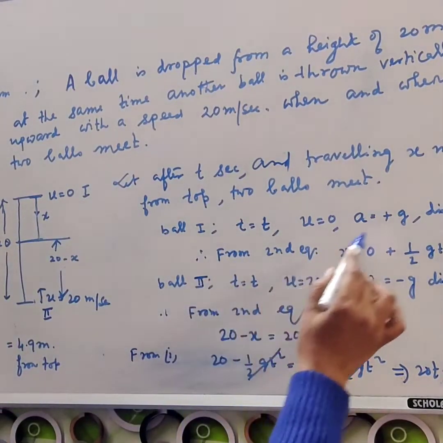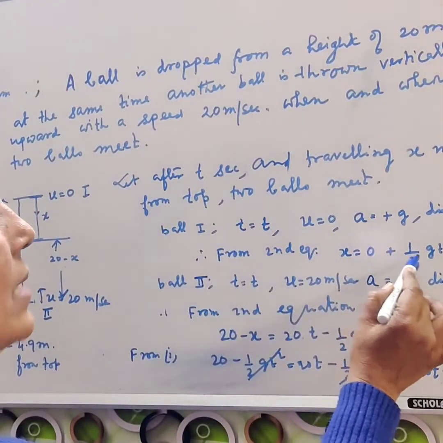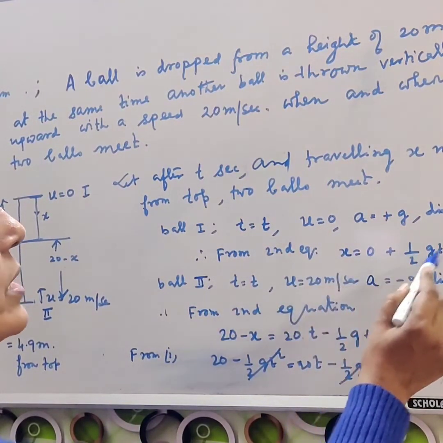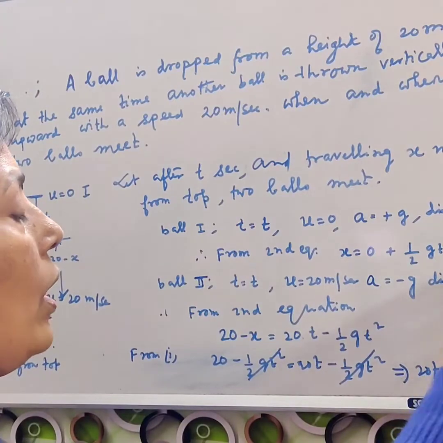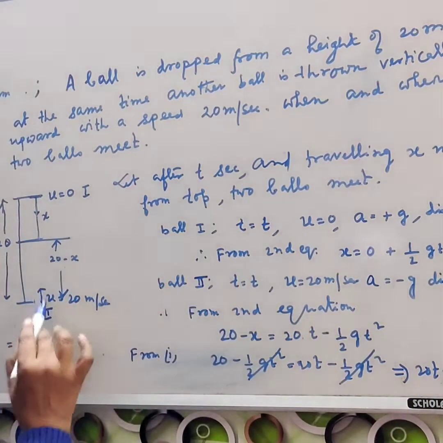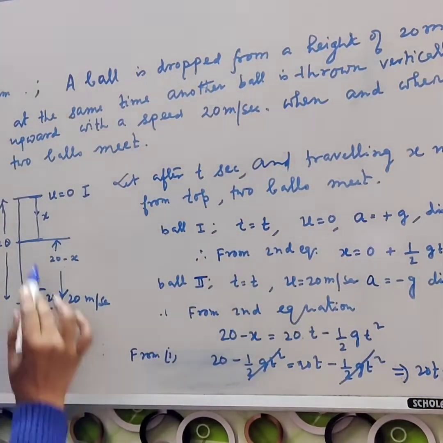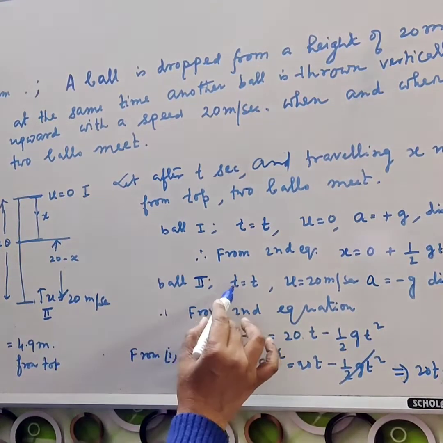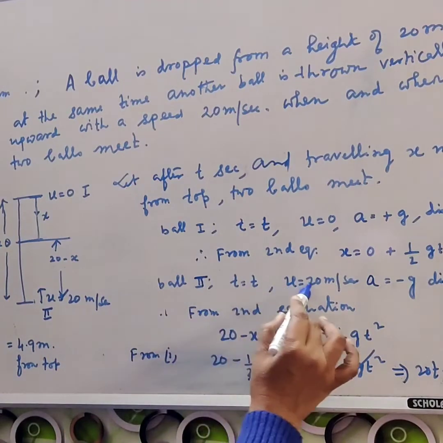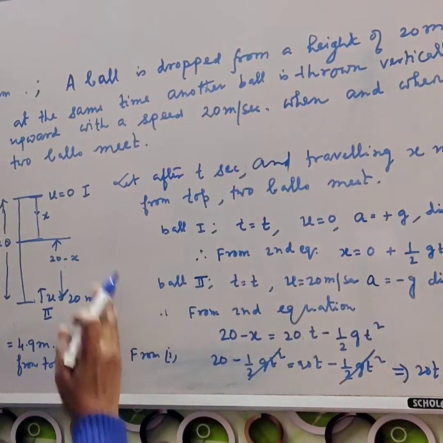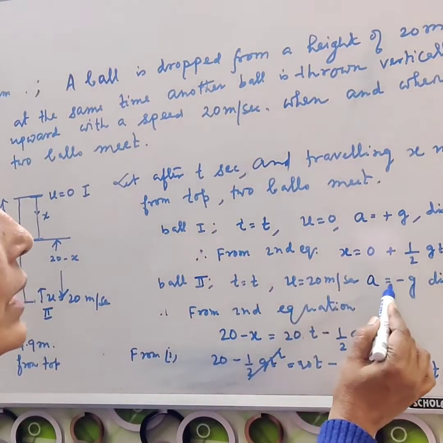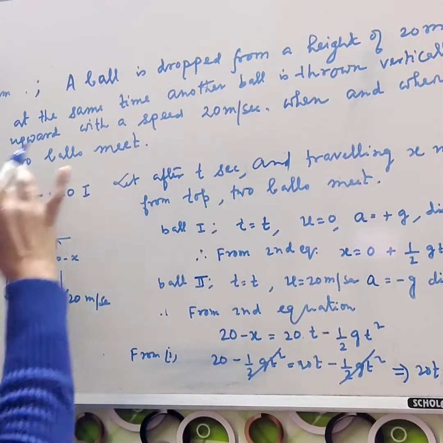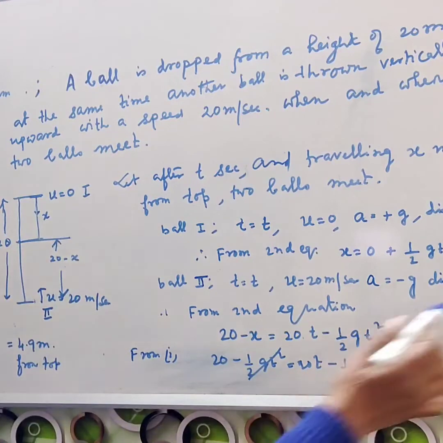From the second equation of motion, h is equal to ut plus half g t square, we are getting x is equal to 0 plus half g t square. That implies x is equal to half g t square. Now for ball 2, since it is thrown vertically upward with a speed of 20 meter per second, we can take time taken is equal to t second, u is equal to 20 meter per second, and since it is thrown upward, acceleration is equal to minus g, and distance, since the total is 20, it is x, so this will be 20 minus x.